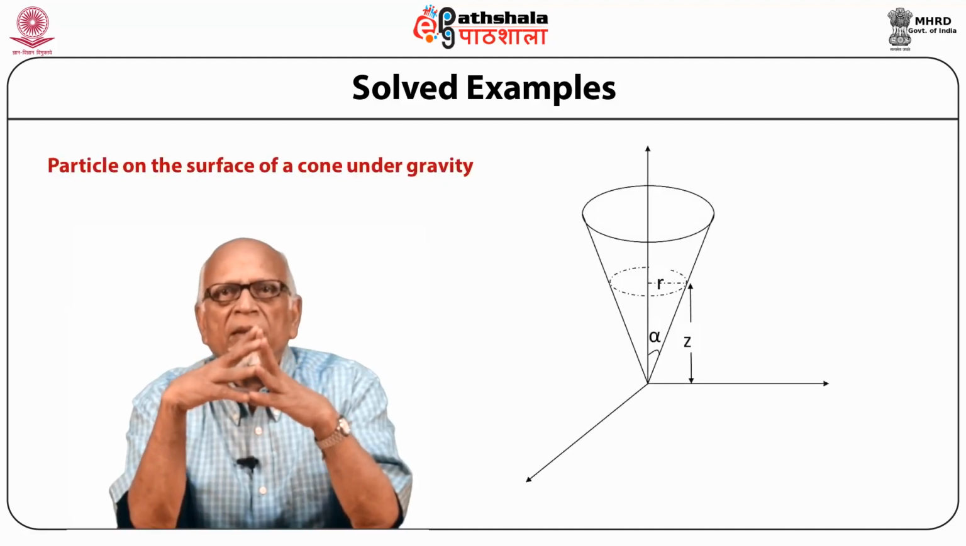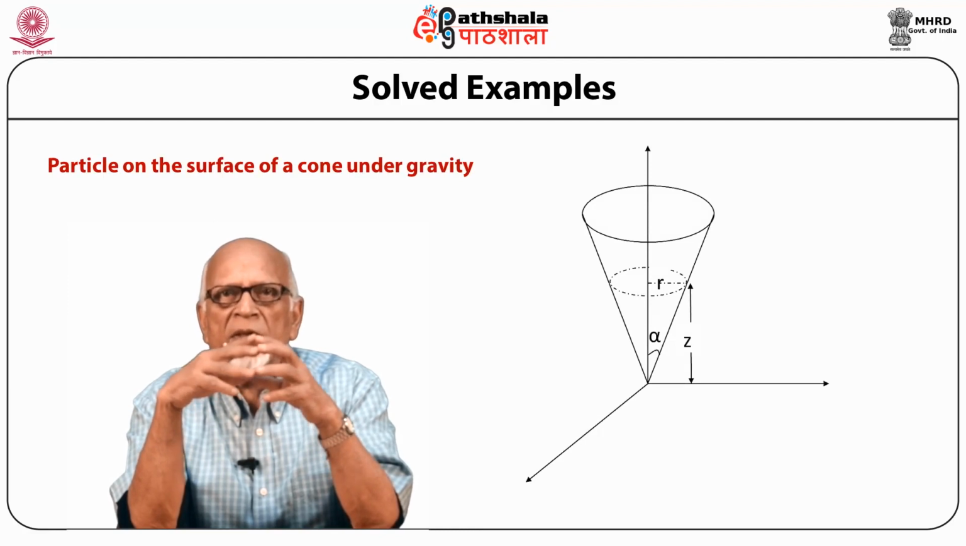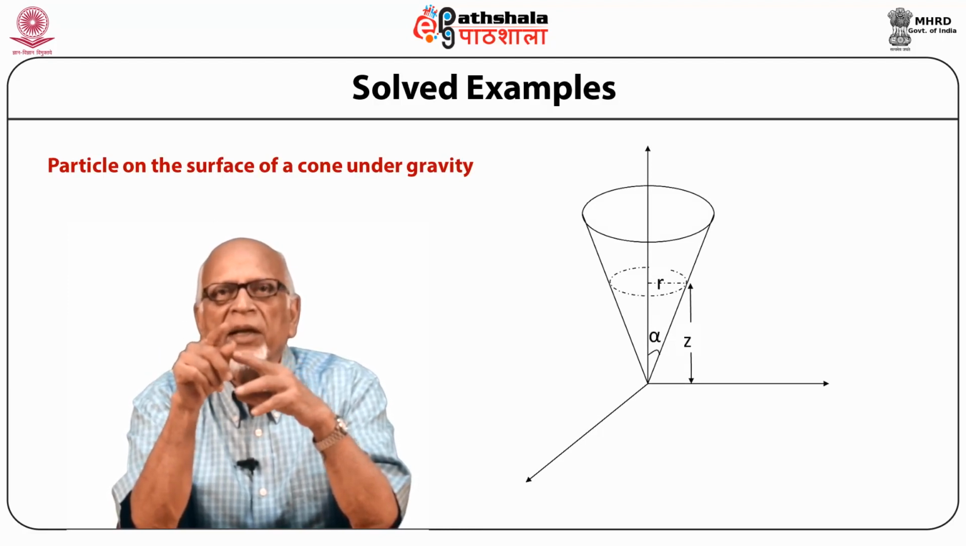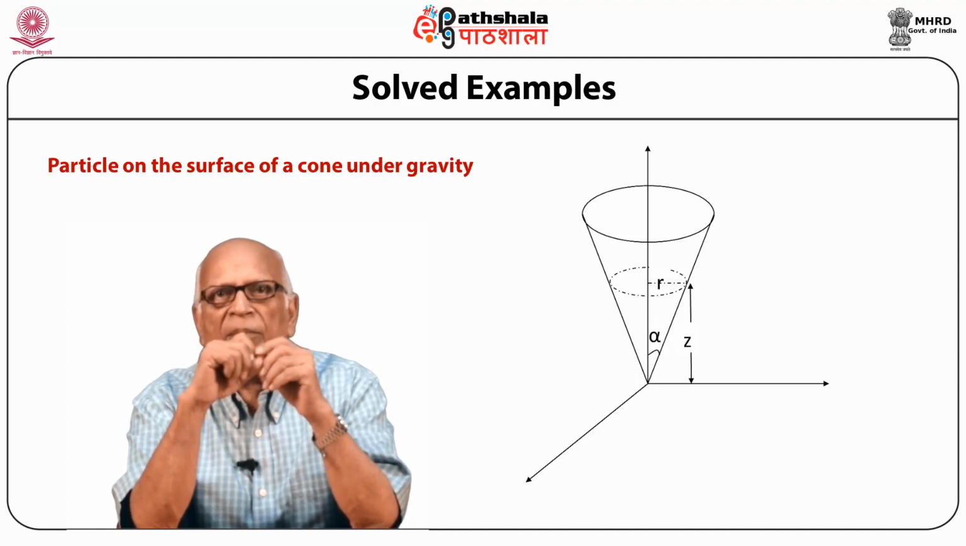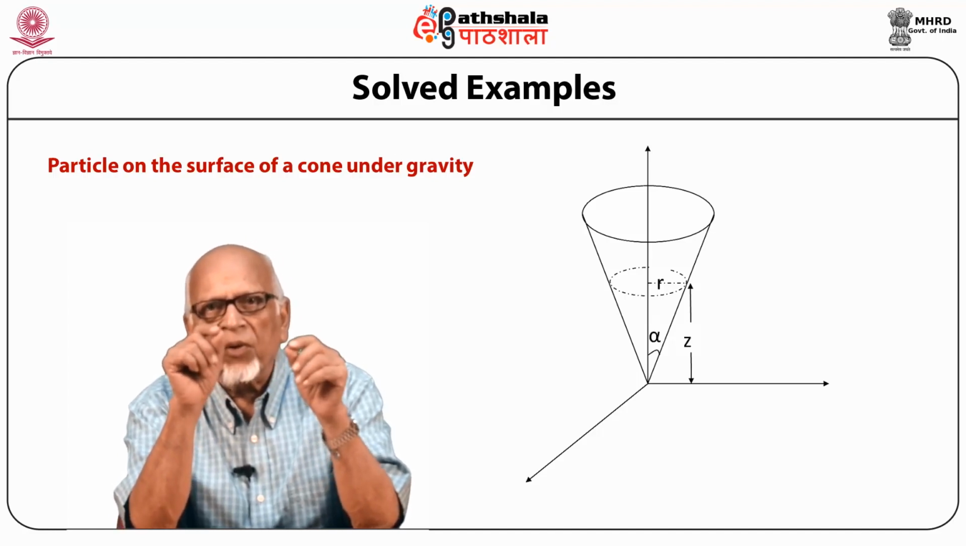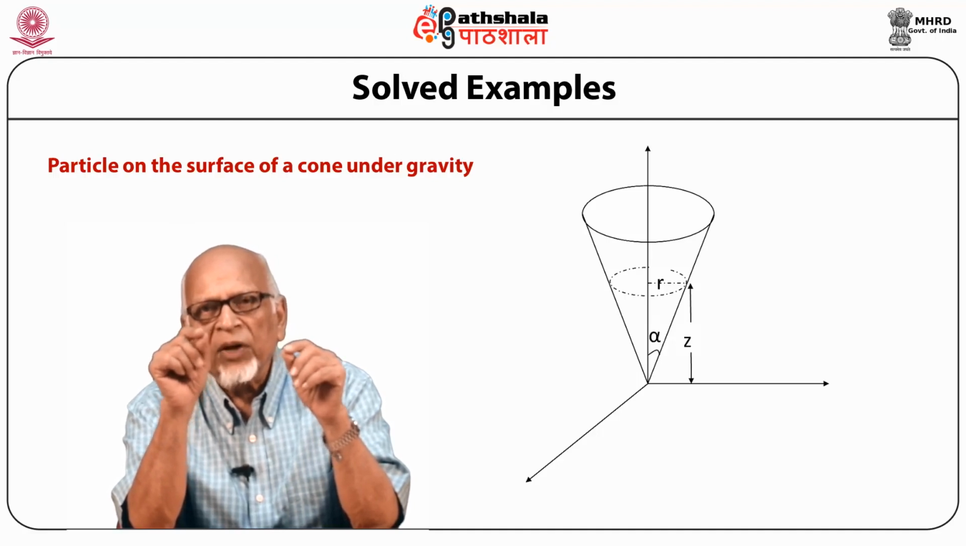Now we consider a bead which is constrained to move on a vertical circle under gravity as shown in this diagram. So we have a bead of mass m which moves on a vertical circle of radius r under gravity. We will set up the Lagrangian and the equation of motion for this problem.